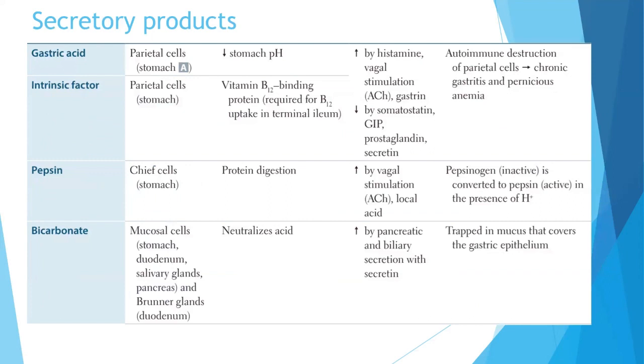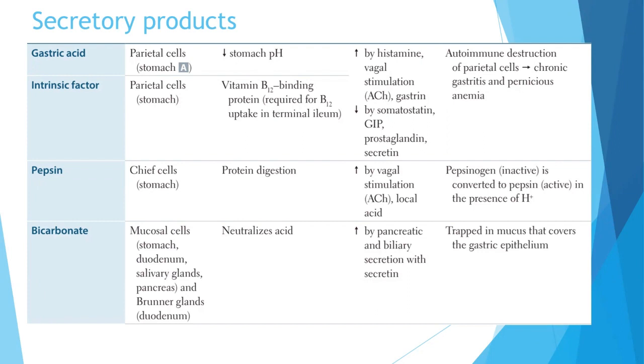Now, talking about some of the secretory products of the stomach, there are the gastric acid, intrinsic factor, pepsin, and bicarbonate. The gastric acid is secreted from the parietal cells of the stomach, and it decreases the stomach pH. That is, it makes the stomach environment more acidic. Whereas the intrinsic factor is released from the parietal cells, and it is a vitamin B12 binding protein.